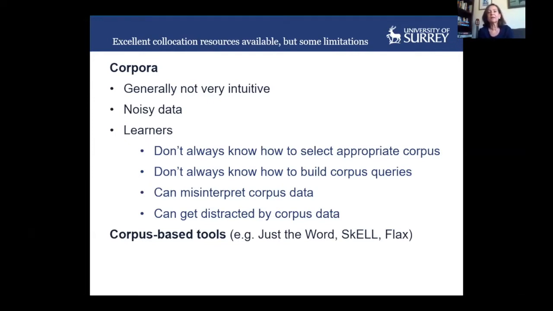More recently, Scale, Sketch Engine for English Language Learning, and Flax, the Flax Library from the New Zealand team. And these are really good collocation resources where you access collocations without really having to understand much about corpus linguistics. However, sometimes what's behind these tools is not always the best corpus. General corpora or just student corpora, you don't have the corpora of expert writing. And again, as with corpora in general, you get noisy data.